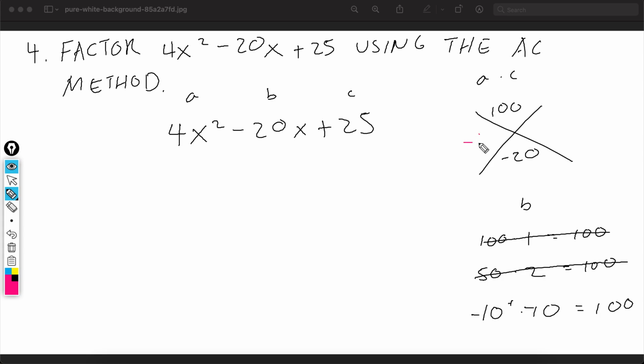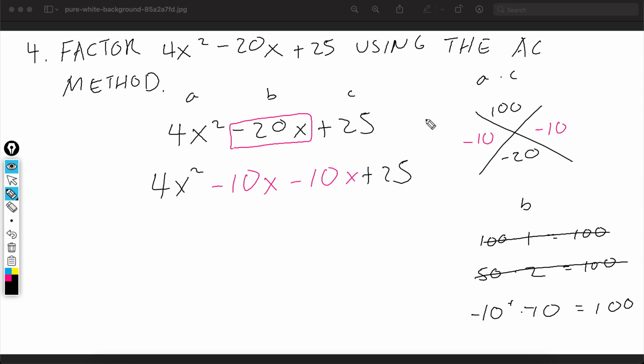So now, as you remember, this, I just had to change color so you can see it, replaces this in the middle. So negative 10, and we also get the x. So our new answer is going to have 4x squared, that stays the same, minus, not because of that minus, because of this minus, minus 10, what symbol's here? X. The other one is minus 10, and the symbol still here is x, plus 25. So remember, this AC method is to substitute what's in the middle. That's all we're doing. So now let's do some grouping.